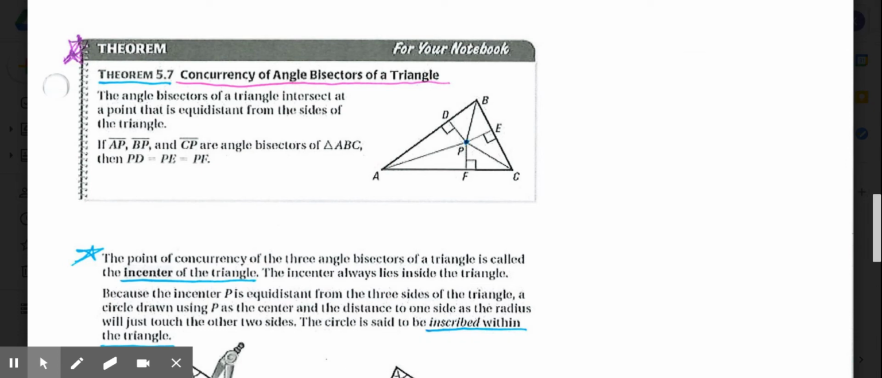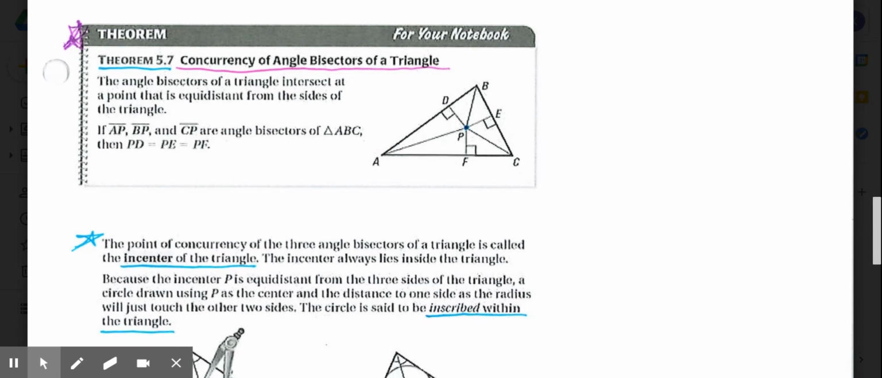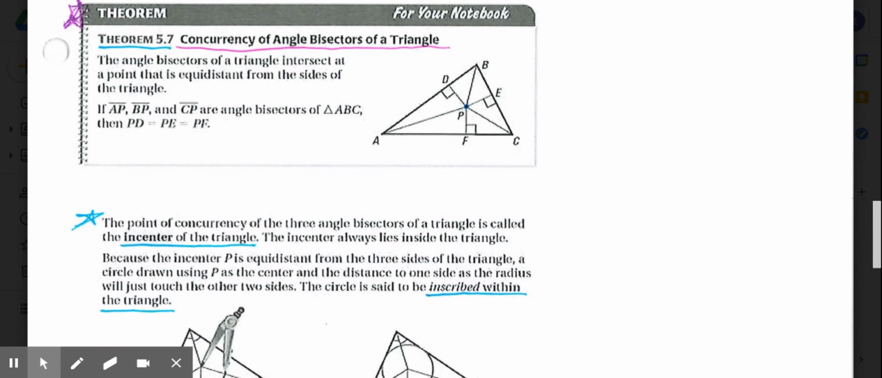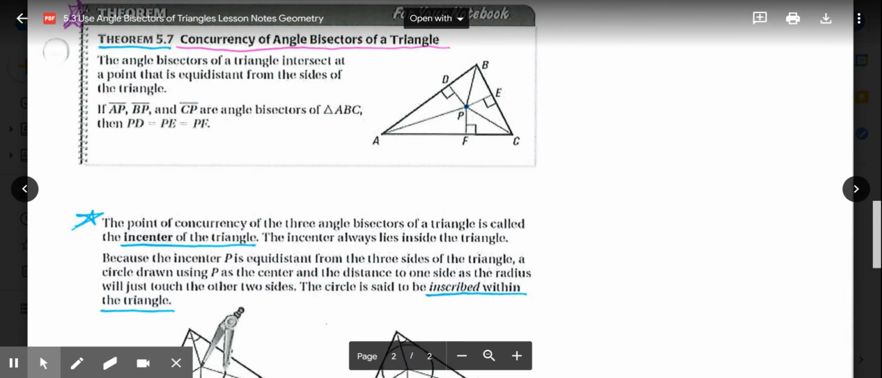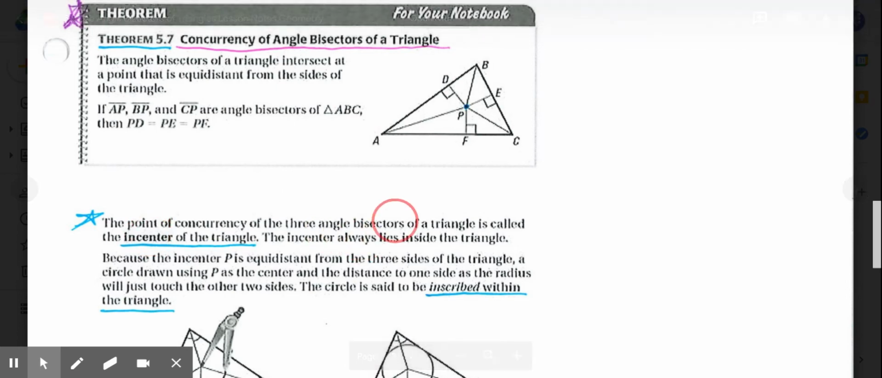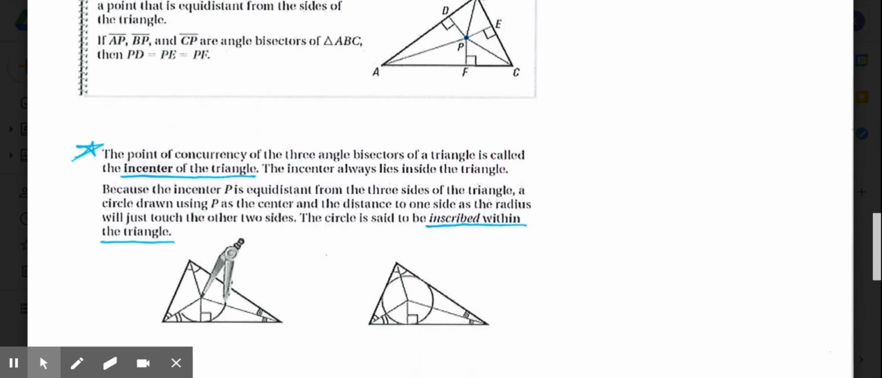And just like last lesson, I will put a second video showing you how to do the construction of your angle bisectors. And then the idea of this point of concurrency. In the last one, it was called the circumcenter. Now, if we're finding the point of concurrency of angle bisectors, it is known as the incenter. And the reason that we call it the incenter is that, number one, it is always inside the triangle.